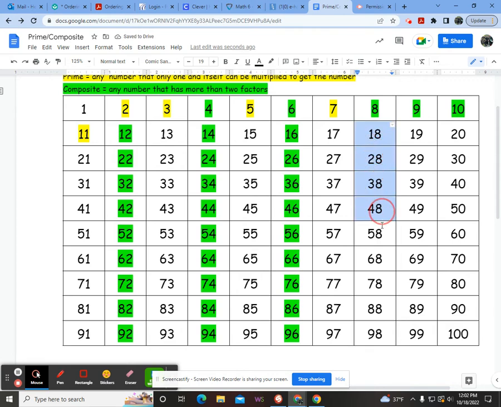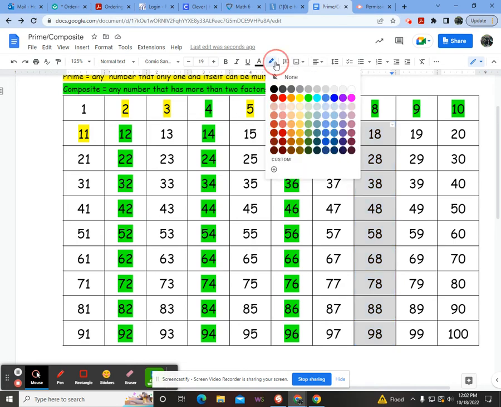Then we can move over to our 8s. They end in 8, which is an even number, so therefore are they prime or composite? Same answer as the last 3 times. Composite, so they're going green.